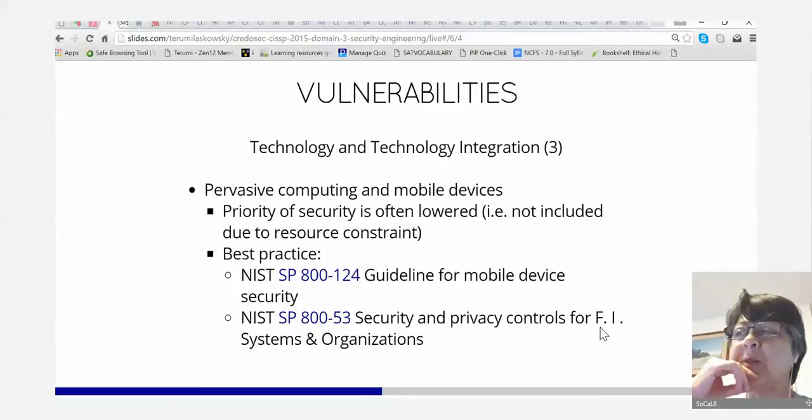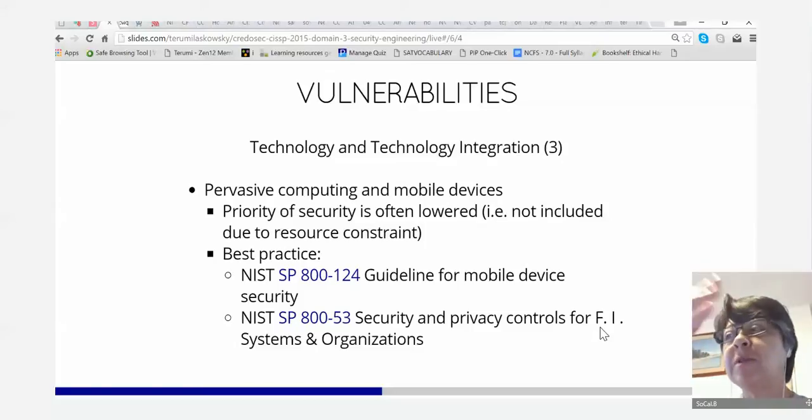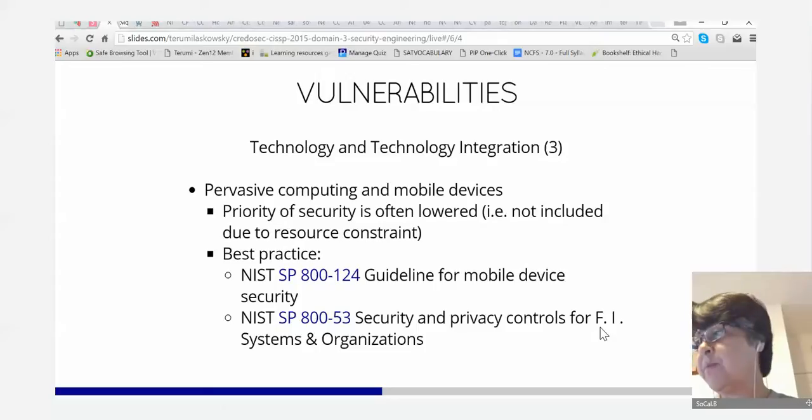Pervasive computing, mobile devices. They say that for iPhones and Androids of the world, in general, security is often lowered because of the resource constraint. Once again, you have very limited real estate for software, hardware, and memory. So it's functionality first normally. You saw the triad of functionality, usability, and security. That comes into play most of the time. And there are best practices, 800-124, 800-53. These are some of the documents from NIST that you need to know.